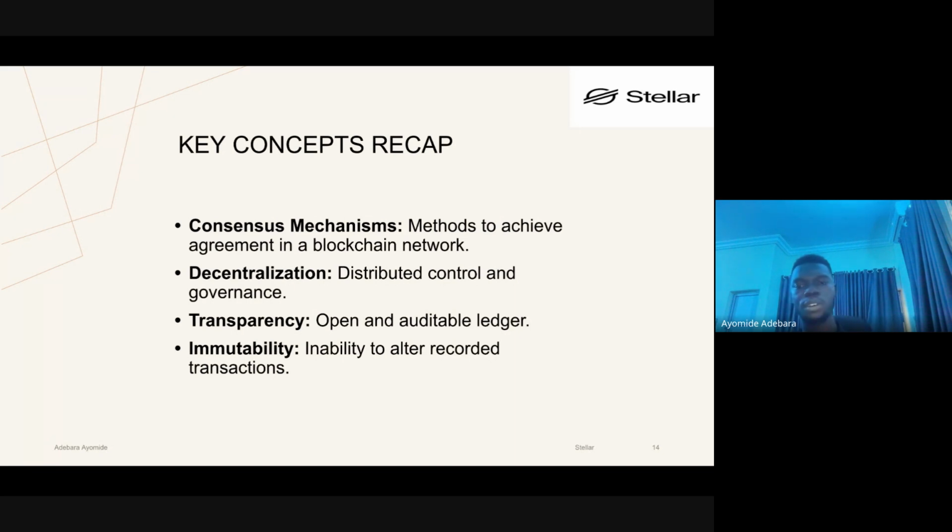Adi Wolf, you will take consensus mechanism. Olamite will take decentralization. Someone else raised his hand before. Ben, yes, Ben will take transparency, and Silvanus will help us with immutability. So let's start with Adi, consensus mechanism.